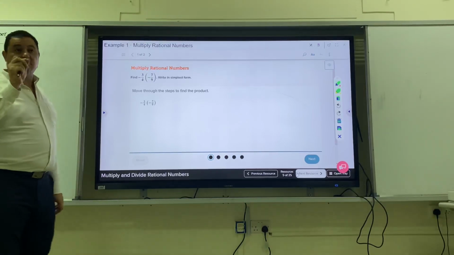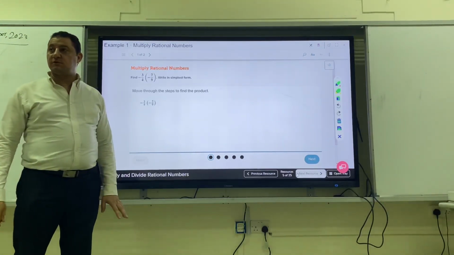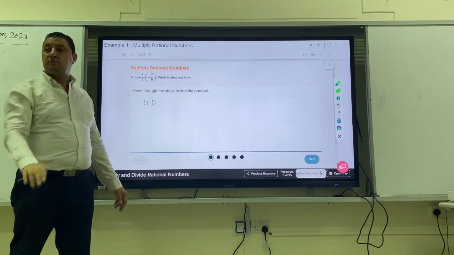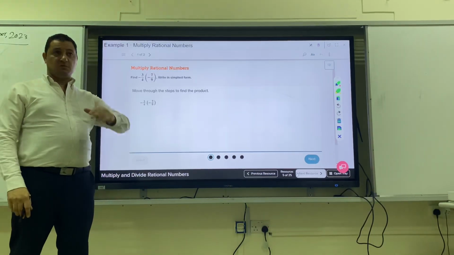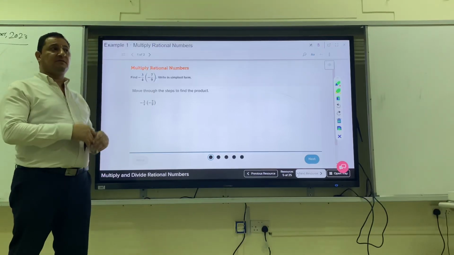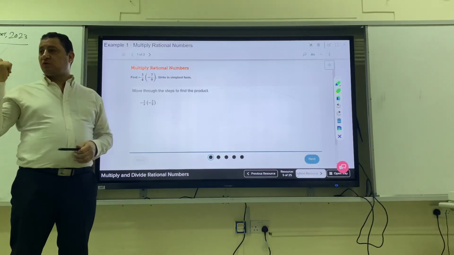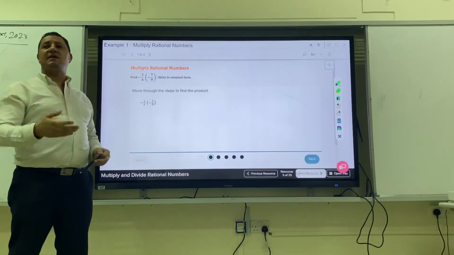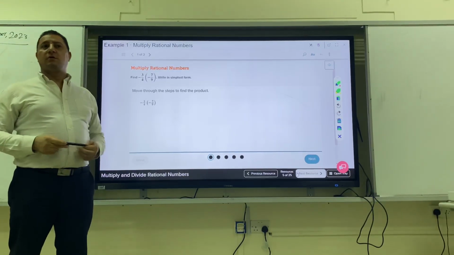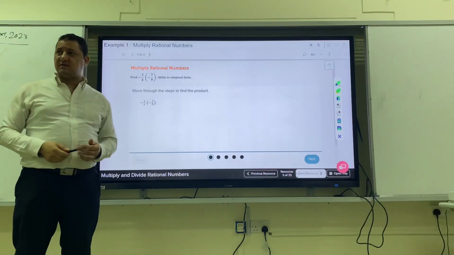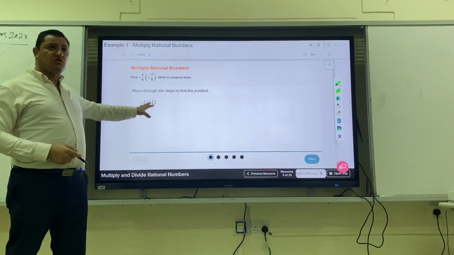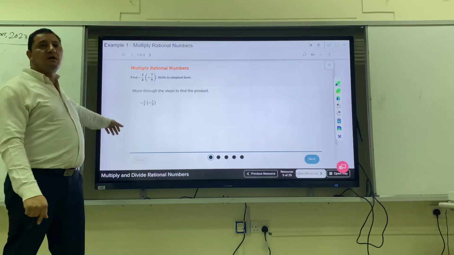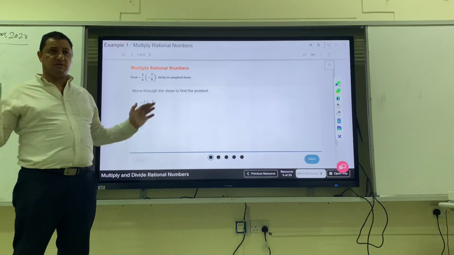The easiest thing in multiplying rational numbers is that I'm multiplying numerators and denominators together. Like what we were doing in addition and subtraction, we were finding the same denominator or the least common denominator. But now I don't need to find the least common denominator because it's times. So I just multiply numerators and denominators, then I simplify and that's it.